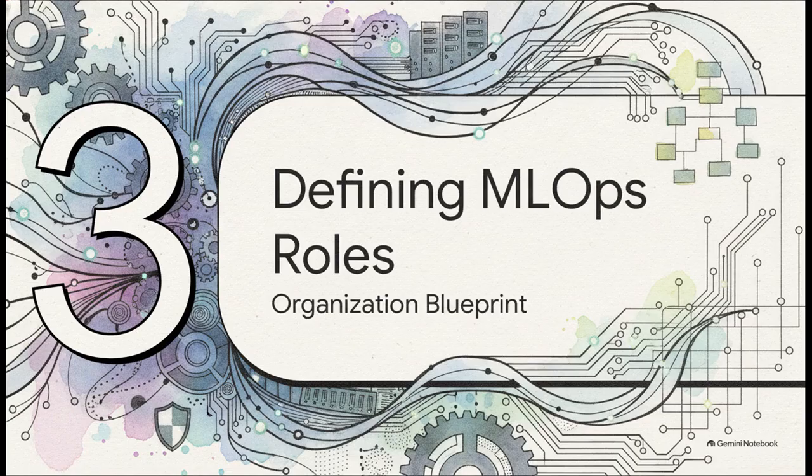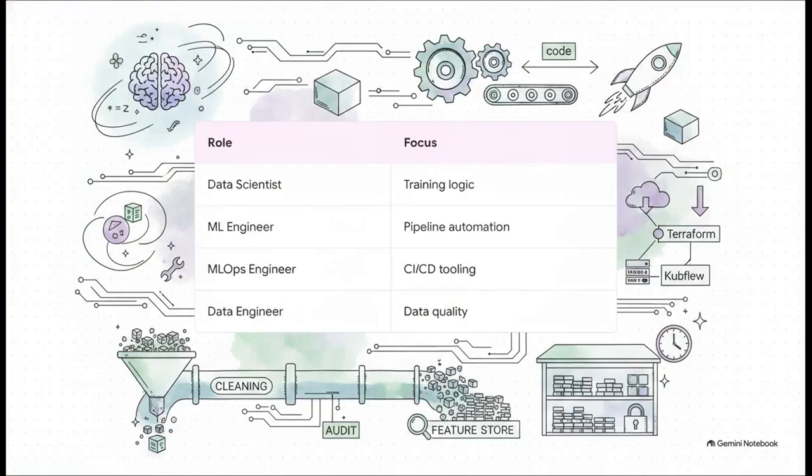Section 3. Defining MLOps roles, the organizational blueprint. If you're in IT management and you're looking to scale your AI teams effectively and safely, consider this matrix your ultimate cheat sheet. These are the 4 foundational pillars of an MLOps organization. We just talked about the first 2, right? The data scientist who focuses on the training logic and the ML engineer who handles model packaging and pipeline automation.